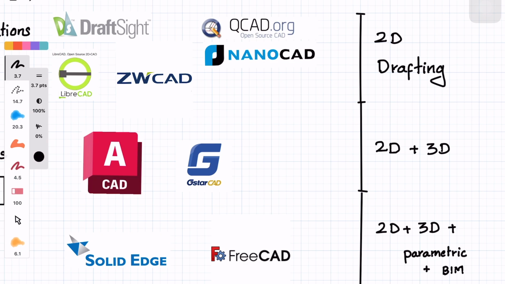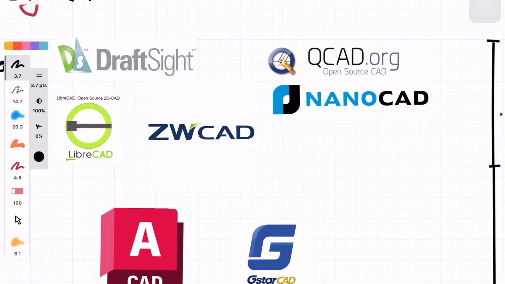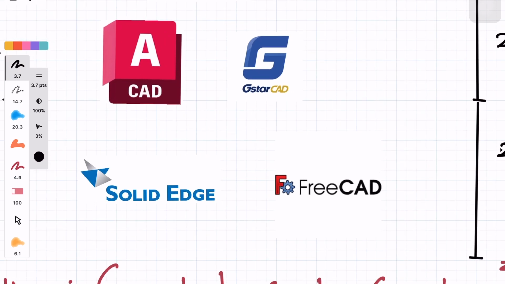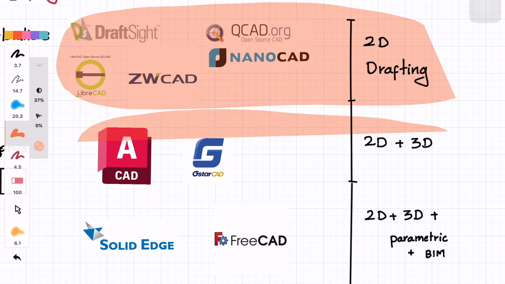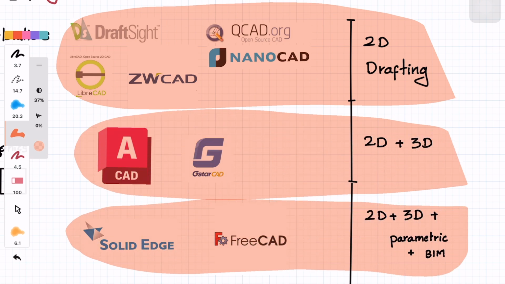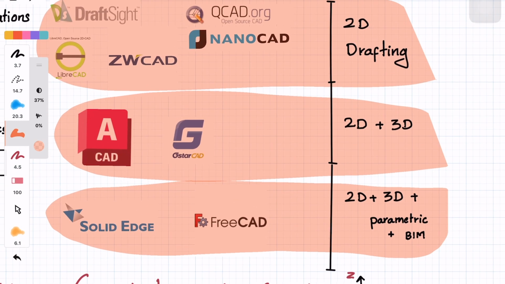If you are exploring alternatives, DraftSight is DWG compatible and it is robust. Whereas LibreCAD, ZWCAD, QCAD, NanoCAD, all these CADs are lightweight and open source software. Whereas GstarCAD and BricsCAD blend 2D and also 3D BIM. This is 2D plus 3D, 2D plus 3D modeling plus parametric modeling and also BIM. These tools form the foundation of all architectural communication.